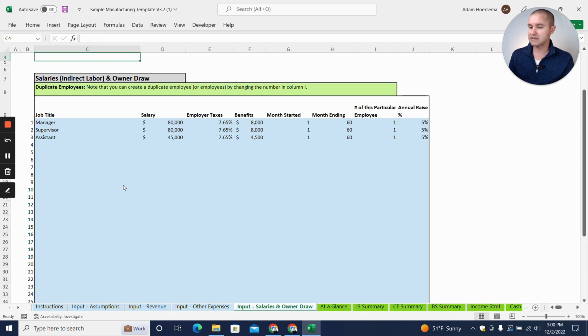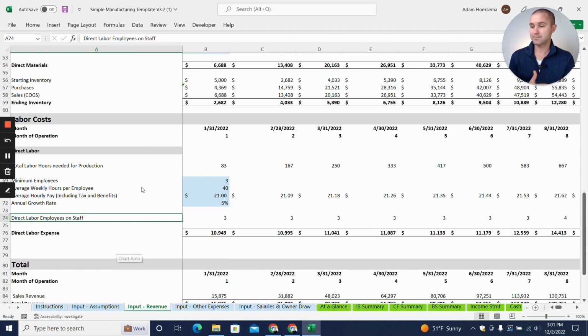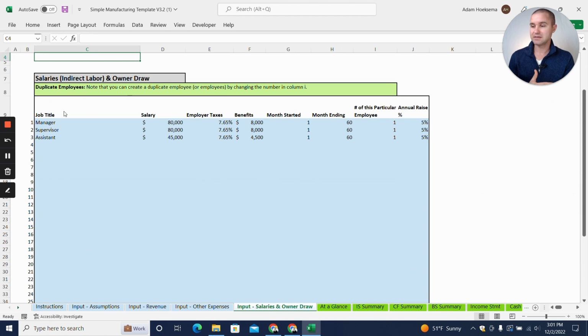You also have the ability to input salaried positions. So we've got a manager, supervisor, and assistant. And this is in addition to those hourly laborers that are direct labor on the line. So we had those on this tab. We have these 3 employees here, and then this calculation of the direct labor employees that we talked about. These salaried positions would be in addition to. So these are indirect labor wages.